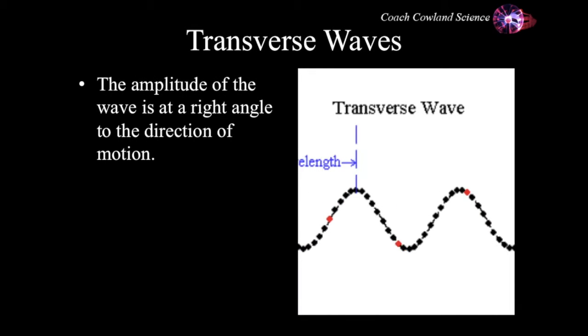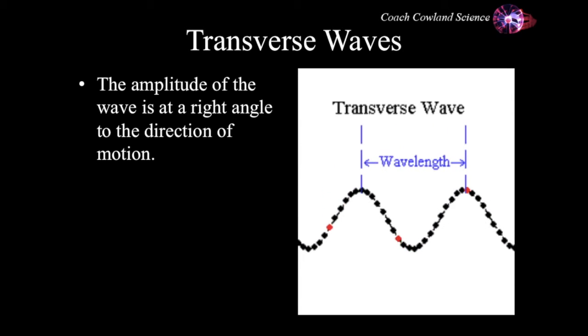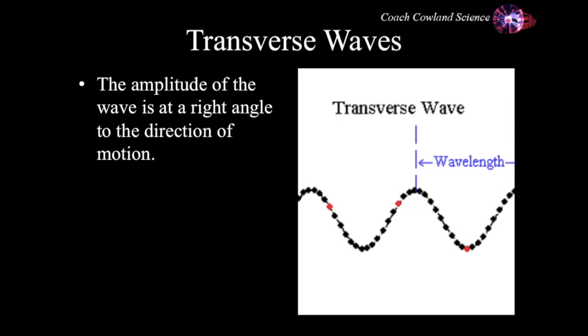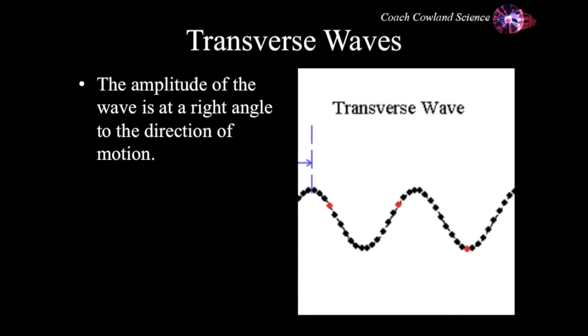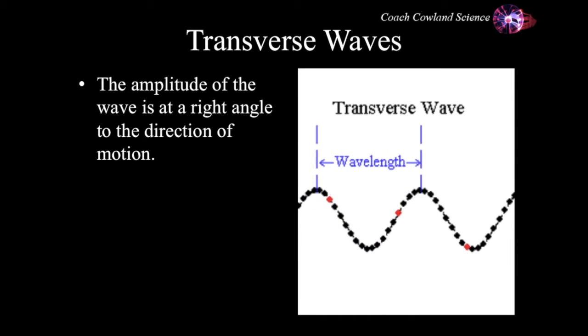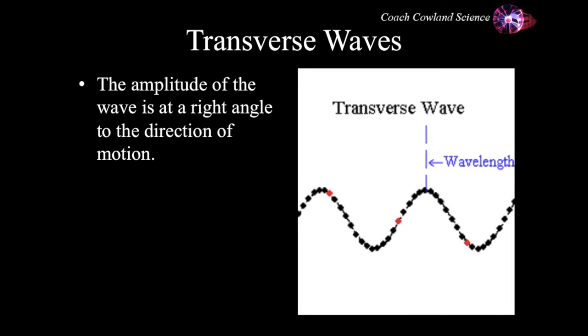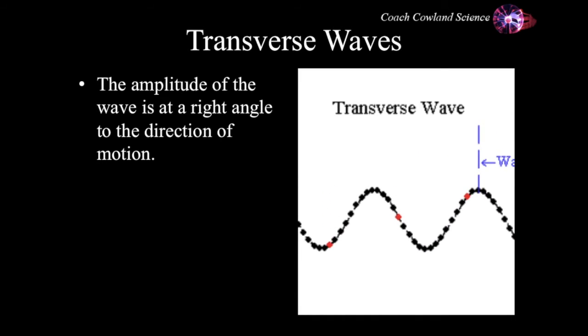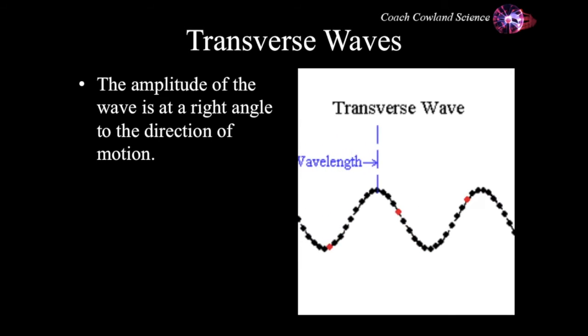There are two types of waves, transverse waves and longitudinal waves. The first one we're looking at now is a transverse wave, and we can see that the wave is moving from left to right, but we can see that the amplitude is going up and down. Note that the red dots here are the material in which the wave is passing through, and they aren't moving from left to right, they're actually just moving up and down.